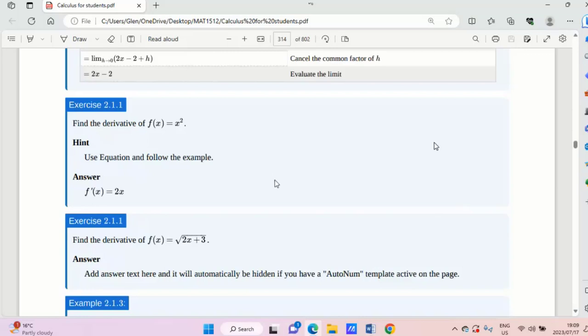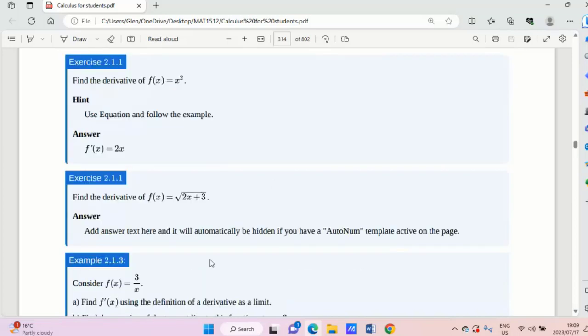Can I request you to take this one as homework? Do you see example 2.1.3? Yes, we see it, sir. Consider f of x equals 3 over x. Find the derivative of f(x) using the definition of a derivative as a limit. Please take this one as homework. We'll talk about it tomorrow.